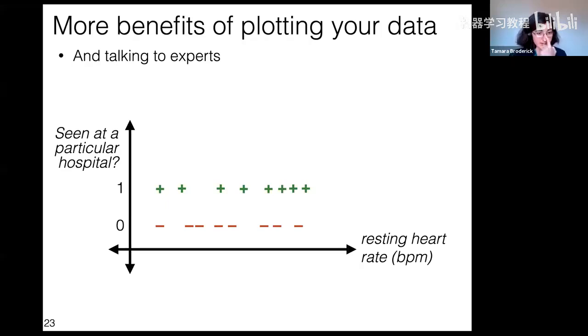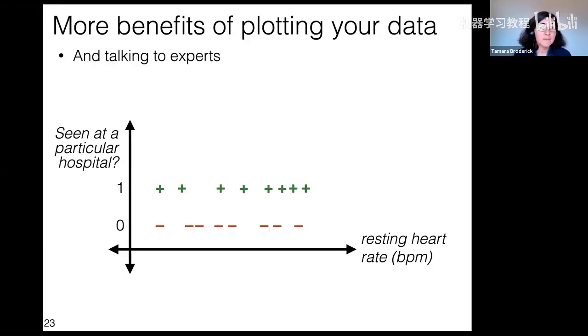Suppose I look at this data, and it's basically on the right scale. Certainly we can see the variation in this data. There's nothing where there's an issue of scaling going on. So we're plotting people's resting heart rate versus whether they were seen at a particular hospital. And it turns out that which hospital they were seen at is super predictive of whether they have heart disease, and resting heart rate just doesn't really matter.